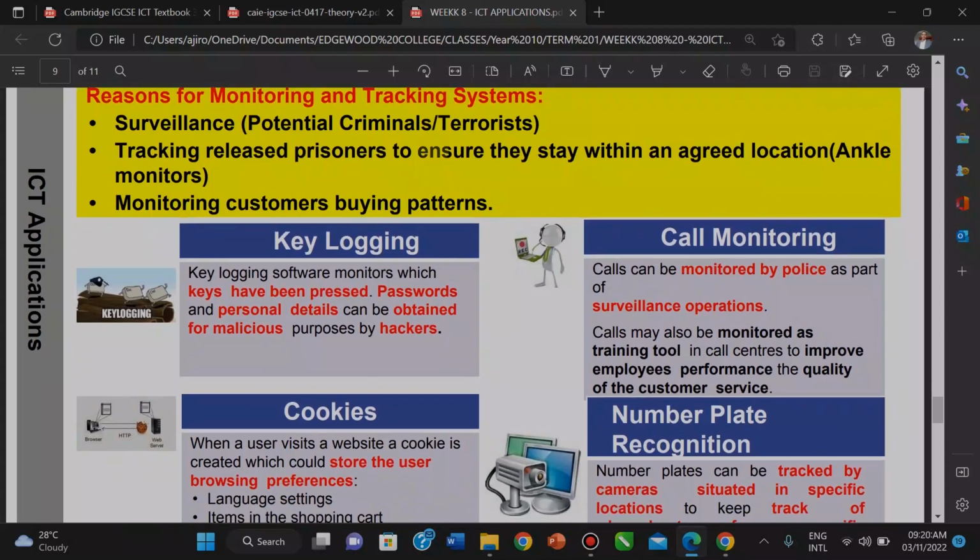Then we have monitoring customers' buying patterns, what the customer is buying and the likes of that, just to ensure that when that customer is visiting that page again, there is a preference.